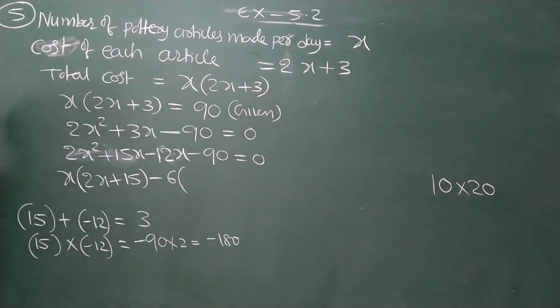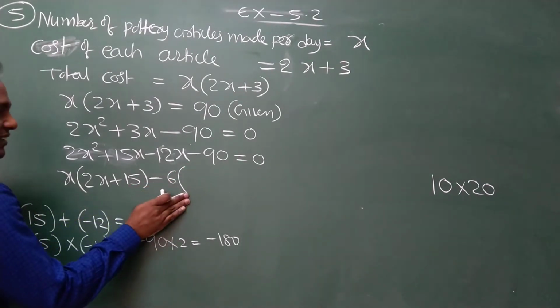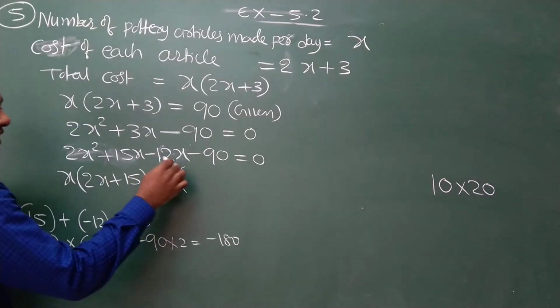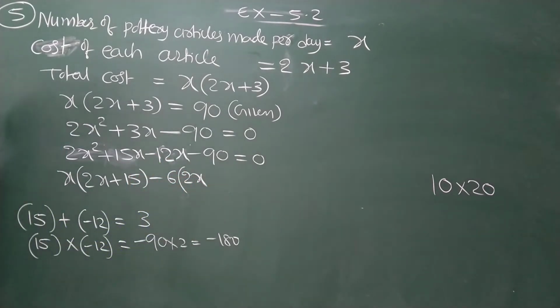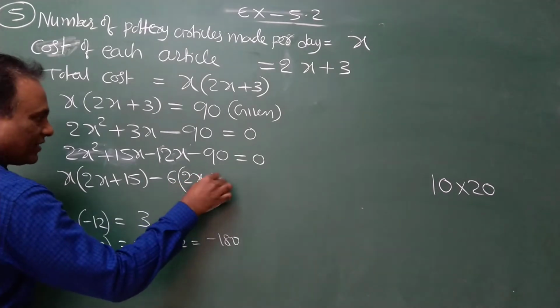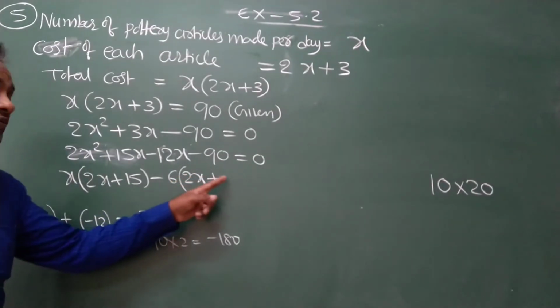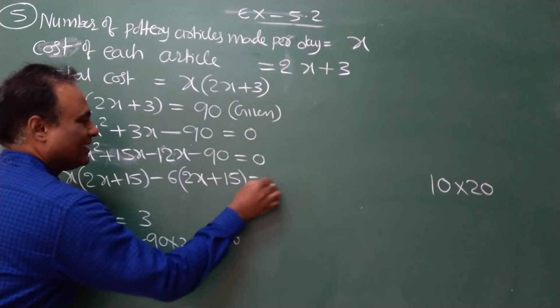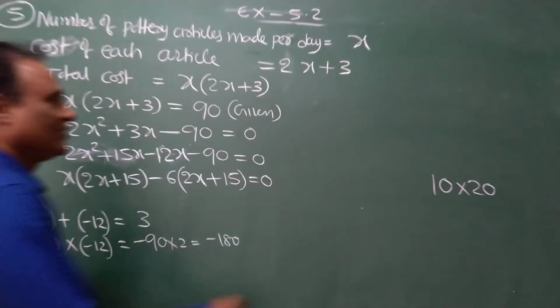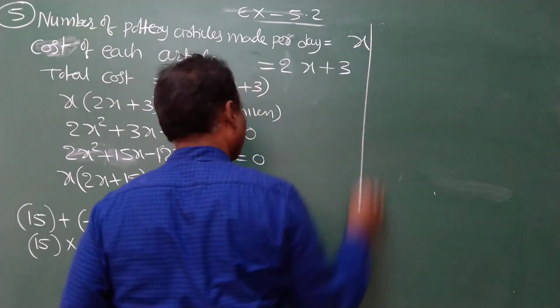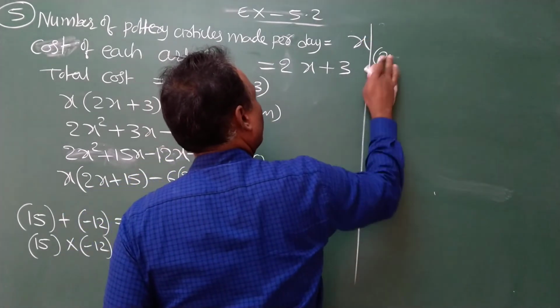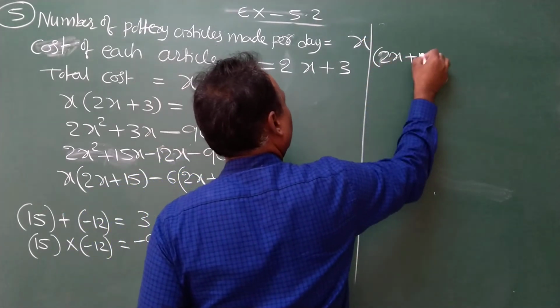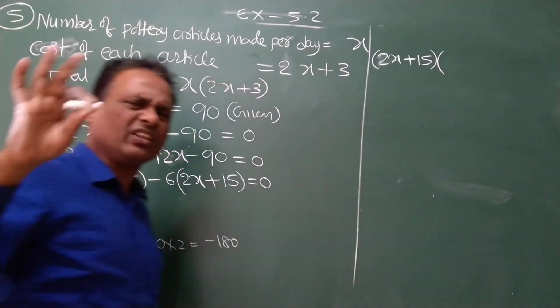6 common. 6 2s are 12. 2x. Minus is only common. Plus 6 15s are 90. So 15. So then 2x plus 15 common.